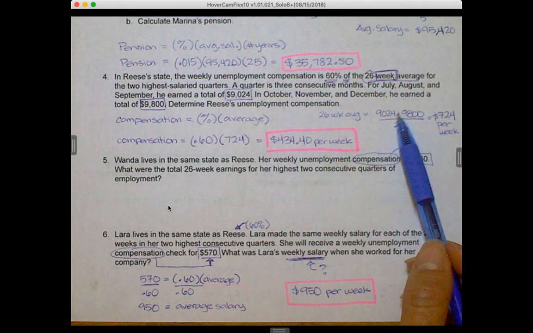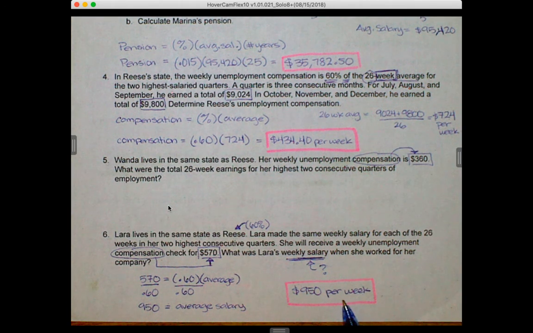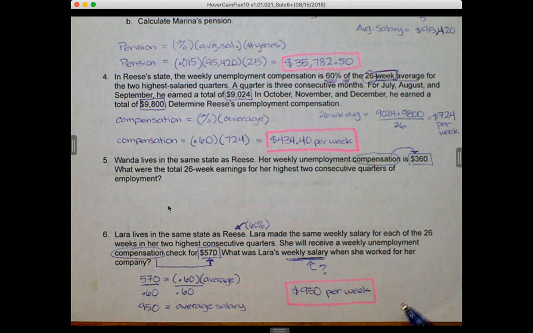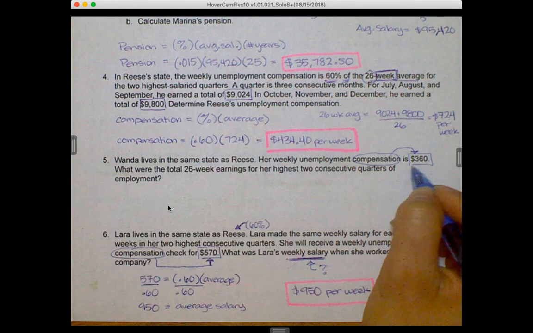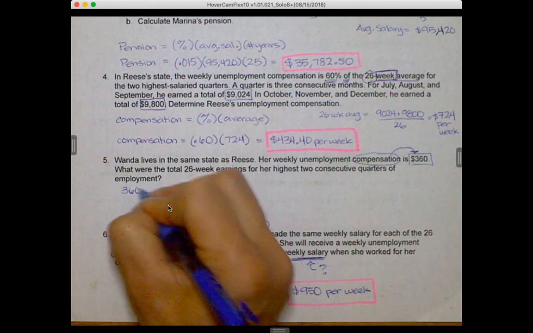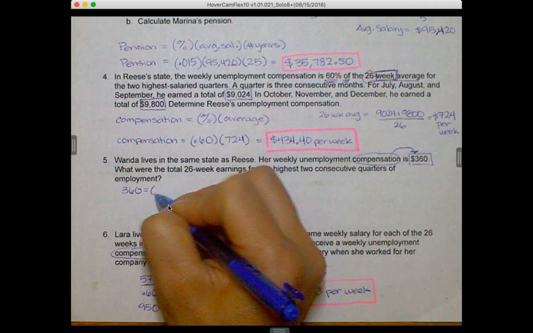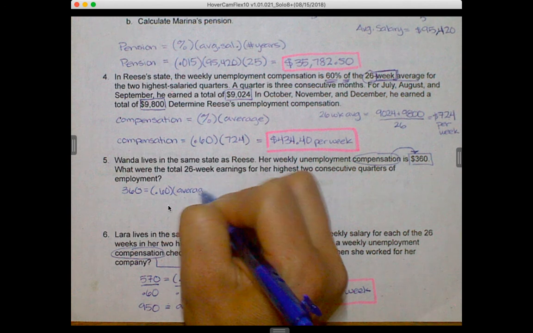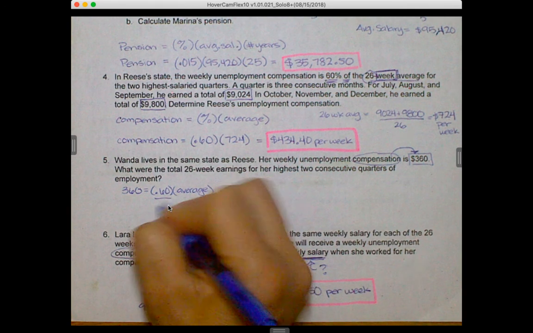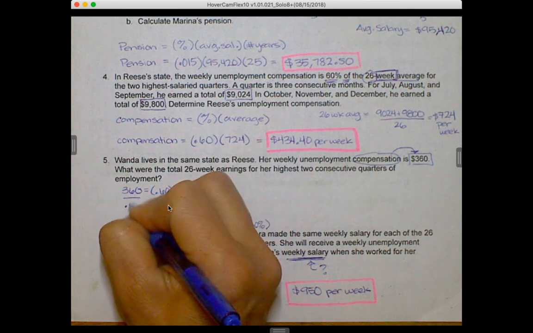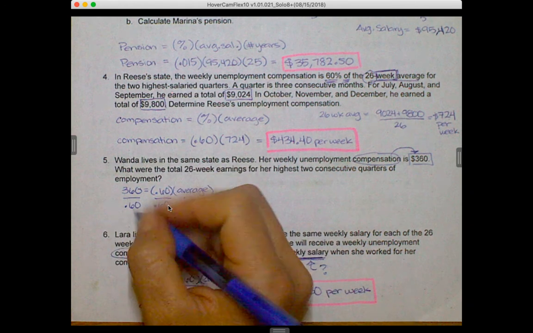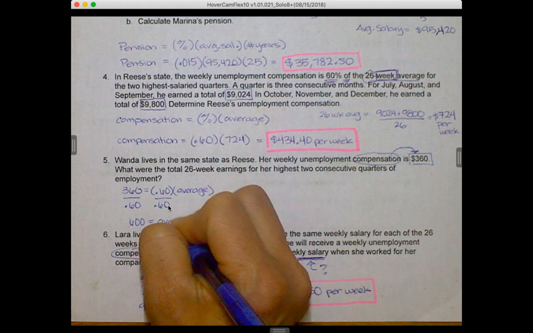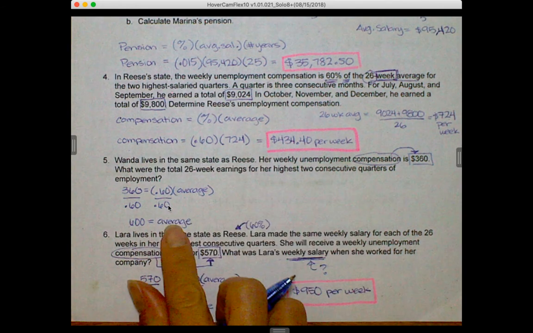So let's find the weekly amount like we did in the last one, but then we're going to find the total after that. To find the weekly amount, we're going to do compensation equals the percent. We're using 60% times the average. We're going to divide. So when we divide, we are getting for that one that 600 is our average. This was her average weekly salary.